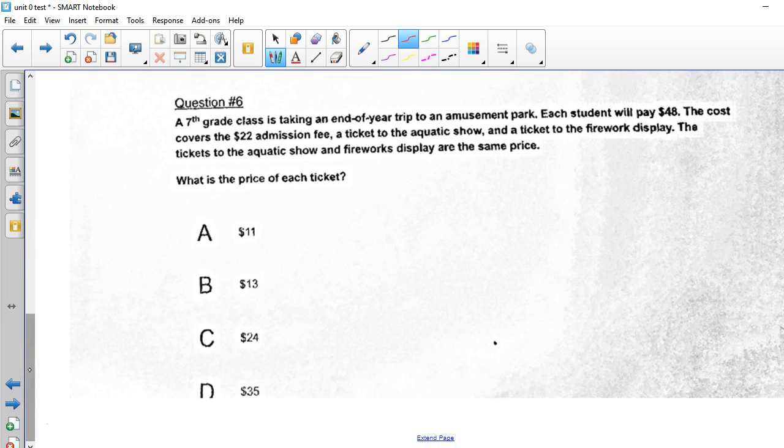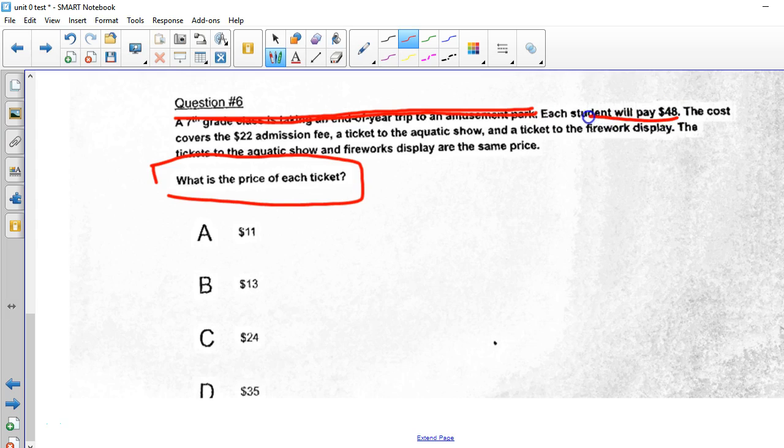Number 6, a 7th grade class is taking an end-of-year trip to an amusement park, and each student will pay $48. The cost covers the $22 admission fee, a ticket to the aquatic show, and a ticket to the firework display. The tickets to the aquatic show and fireworks display are the same price. So what is the price of each ticket? So there's my box. Let's go back and underline what's important. I don't really care about this part. I mean, it's nice that the 7th graders are taking the trip, but I really just need the math out of it. Each student will pay $48. That is a flat fee. So this is your constant.